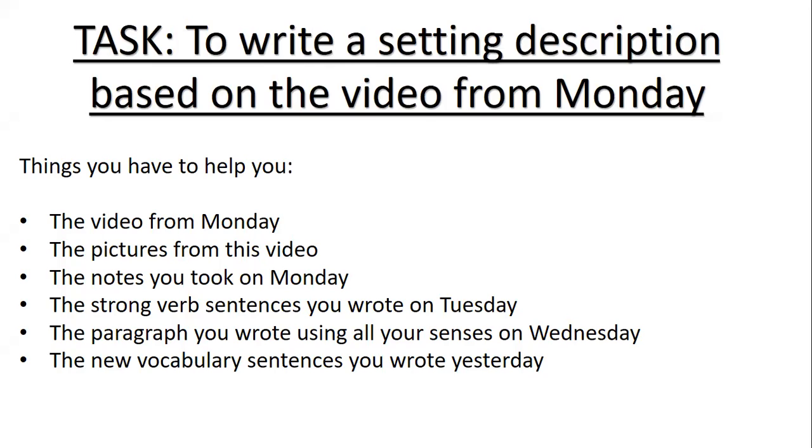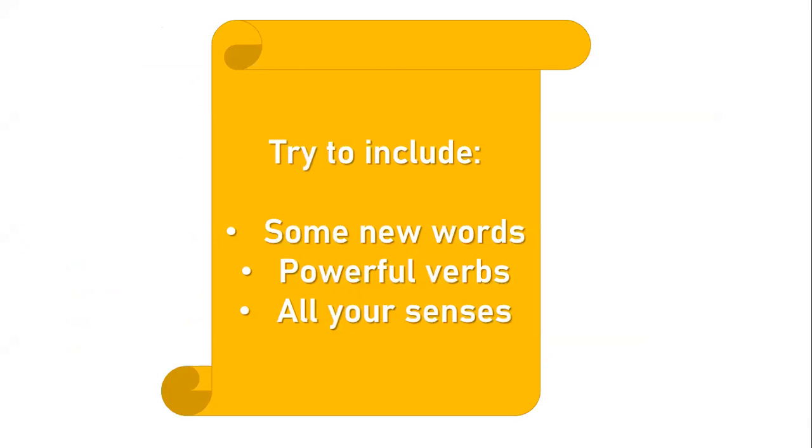I'm going to do an example too. You've got all of those things that you can use. This is what we're trying to include. So we're going to try and include some new words. We're trying to include some powerful verbs, and we're going to use all of our senses. So not just what we can see, but what we can hear, what we can sort of feel, what we maybe even taste or smell. So let's have a go.